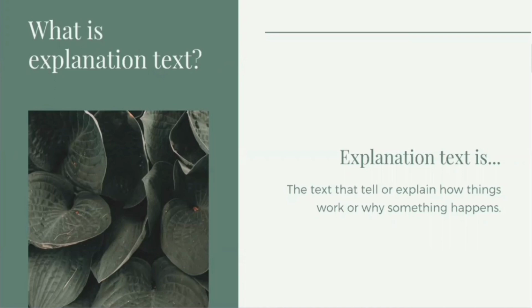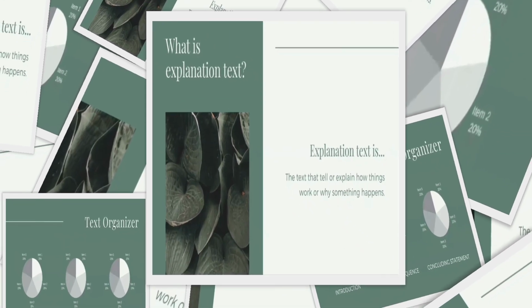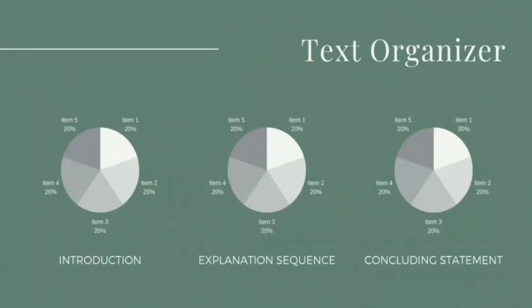So explanation text is the text that tells or explains how things work or why something happens. Explanation text describes how a certain phenomenon or event happens. It means the verb is in the mode of description. That is the explanation of explanation text. And then after we know this, we continue to the text organizer.